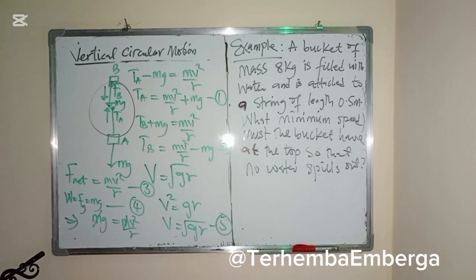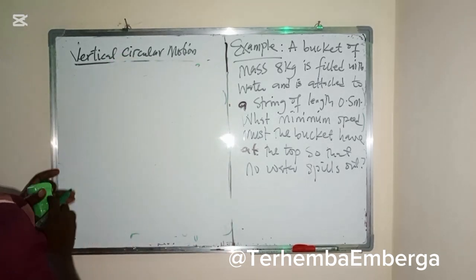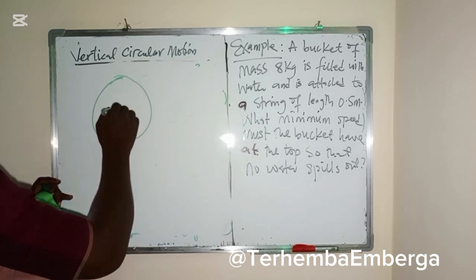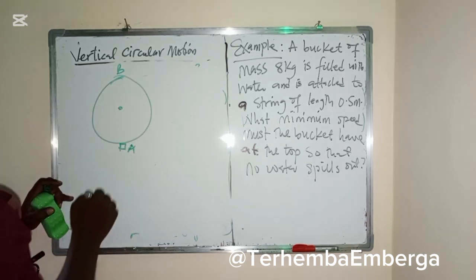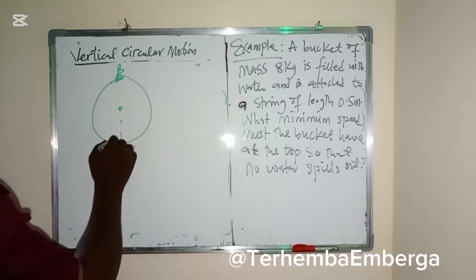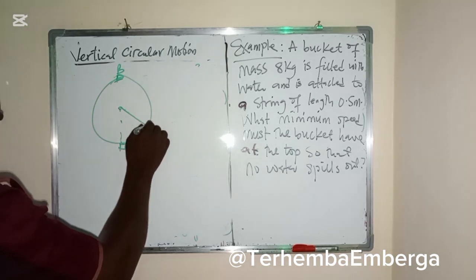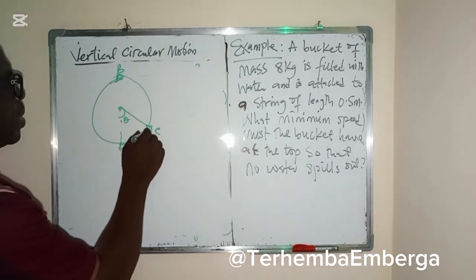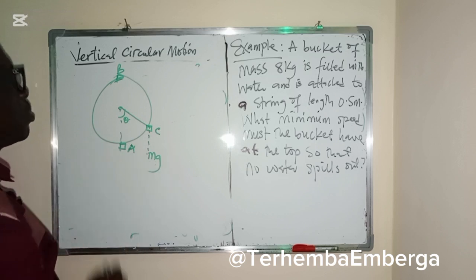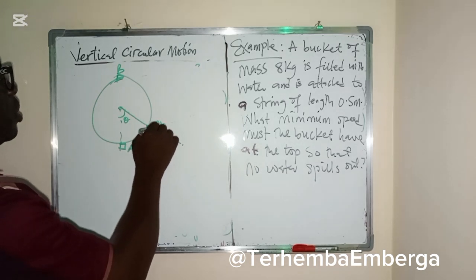So we have looked at a situation whereby the object is at point A, point B. What if this object is inclined, is found here at point C? What happens? In this case, the weight is acting this way. And if you want to resolve this, we now have mg cos theta.